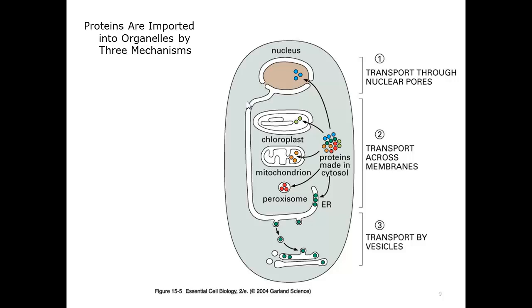So we'll see that there are at least three different mechanisms by which proteins reach their destinations. One, they can be transported through pores, as in going into the nucleus. Second, they can be transported across membranes, and we'll talk in detail about the mitochondrion and endoplasmic reticulum, which, by the way, use different mechanisms to get the proteins across the membranes. And third, once it's in the endoplasmic reticulum, transport by vesicles to other organelles, the plasma membrane, and the outside world.